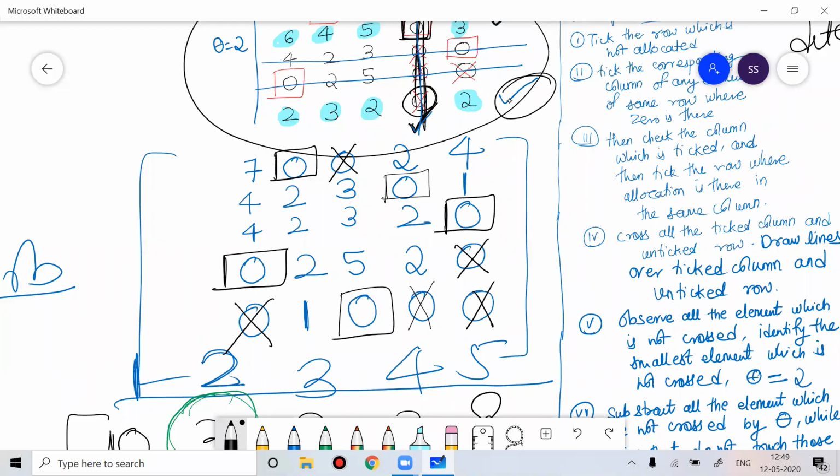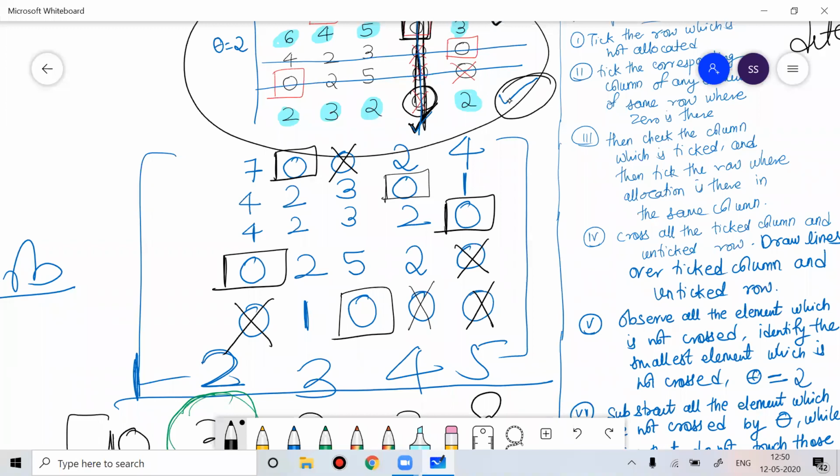You have to take that row which is not allocated. In that row, see where zeros are, and tick the corresponding column for that zero. Now inside that column, tick that row where allocation is there. Now draw a line over the unticked row and ticked column. Now identify the smallest element from all the elements which are not crossed. That element is called theta. Then subtract theta from all the elements which are not crossed. Do not touch the element which is crossed once. Add theta to the element which is crossed twice.